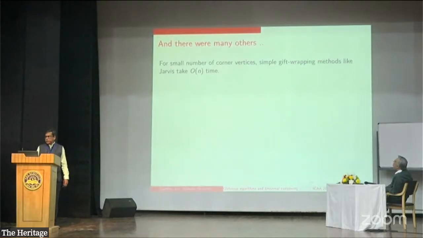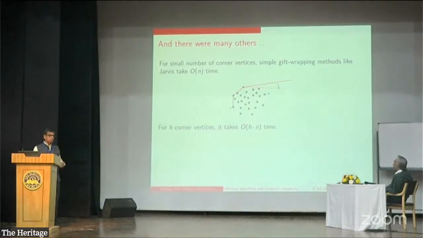There were many other algorithms also that were proposed, because it's such an important problem. One of the things that people doing any basic course in geometric algorithms are told about is something called Jarvis March, which looks at a set of points, and the convex hull is nothing but taking a string and wrapping it over. So it's like a gift wrapping algorithm.